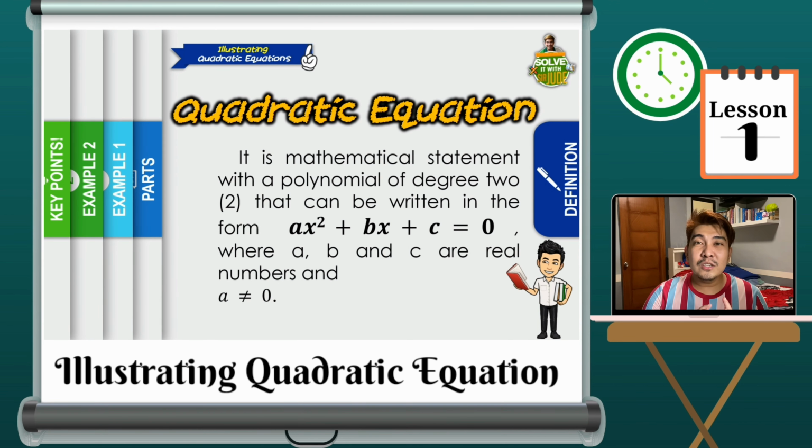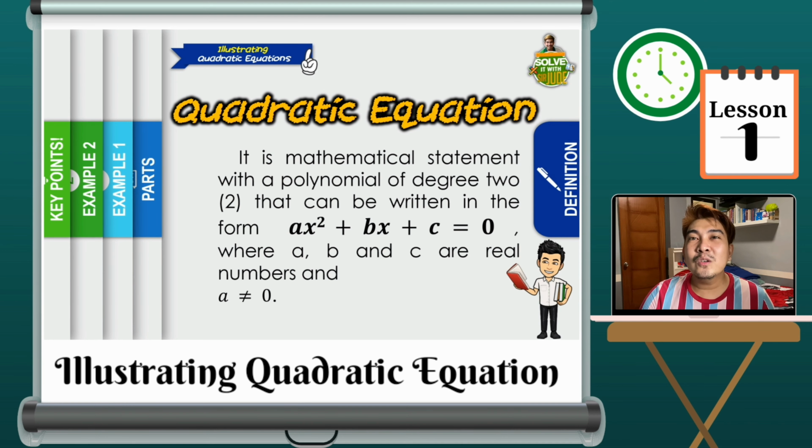Okay, a quadratic equation, to formally define, it is a mathematical statement with a polynomial of degree 2, meaning that the highest exponent is 2, that can be written in the form ax squared plus bx plus c is equal to 0, where a, b, and c are real numbers and a should not be equal to 0.